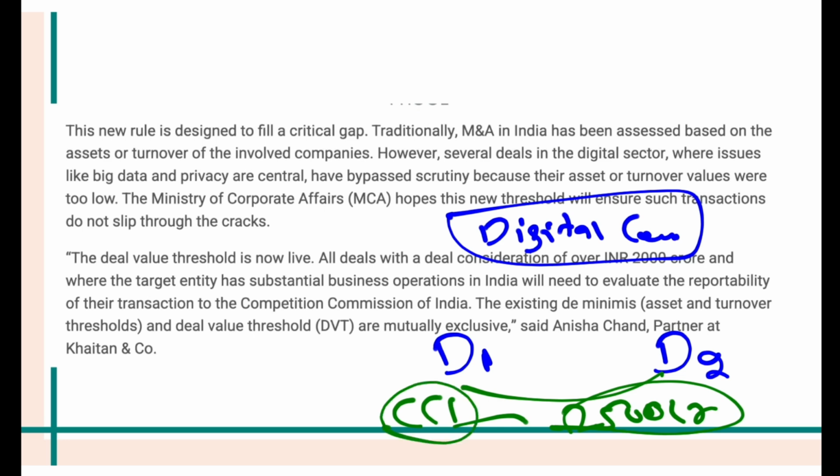Why have they done it? Because these digital companies don't have any physical assets as such, right? They can be social media companies. All these are intangible assets. So when their assets are intangible, there is a huge chance of money laundering. That is why the deal value threshold has been added.